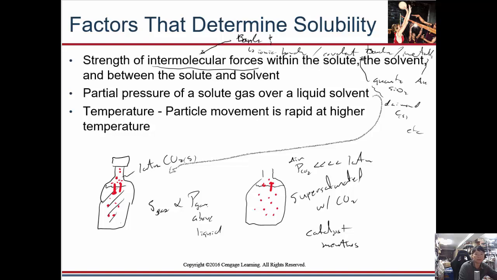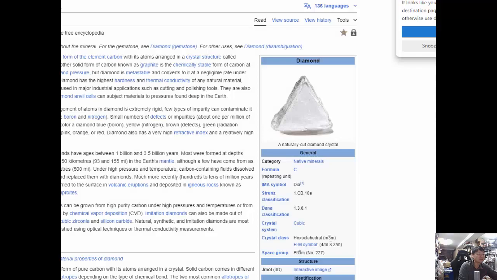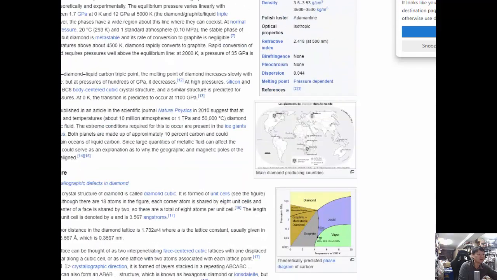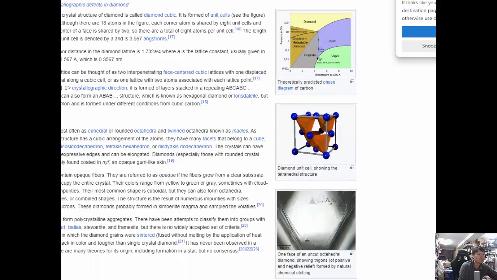Oops, diamond. Let me correct this here. Basically, it's too hard to break apart these covalent bonds. This is kind of showing the geometry of these. These are tetrahedrons, these orange things, and they're just showing the tetrahedral bonding network of the carbon atoms.